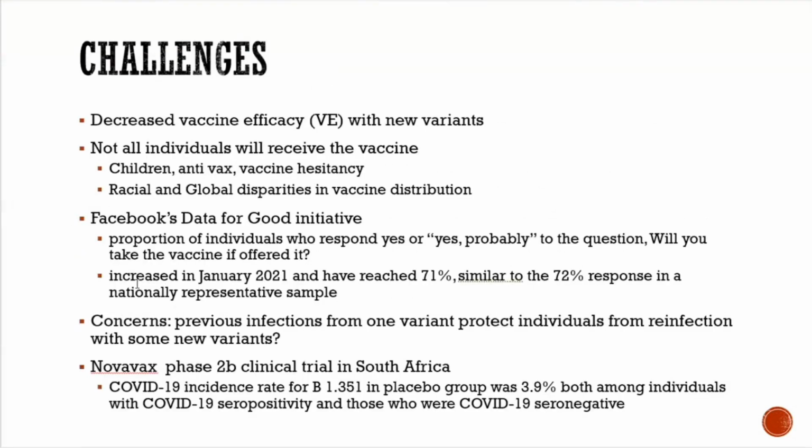All right, so what are the challenges to achieving this? Well, we already have evidence of decreased vaccine efficacy with these new variants. We're seeing that with all of our vaccines, especially the 1.351 variant, the 351 variant of South Africa. Not all individuals will receive the vaccine. Children, there's no studies in children, so we're not vaccinating children. Of course, our anti-vaxxer groups, and then just general vaccine hesitancy in the population. This, on a much more global scale, is also manifested by global disparities in vaccine distribution, vaccine inequality.